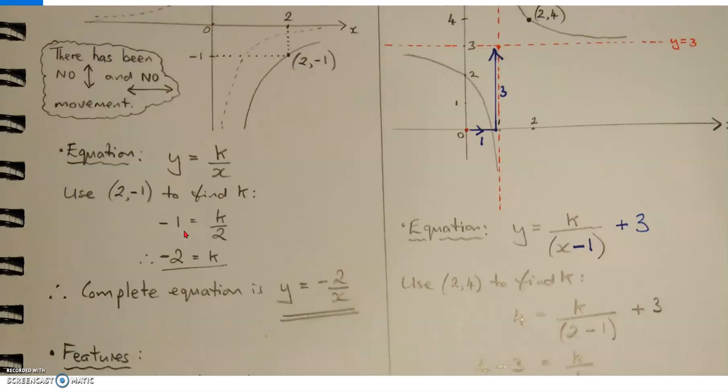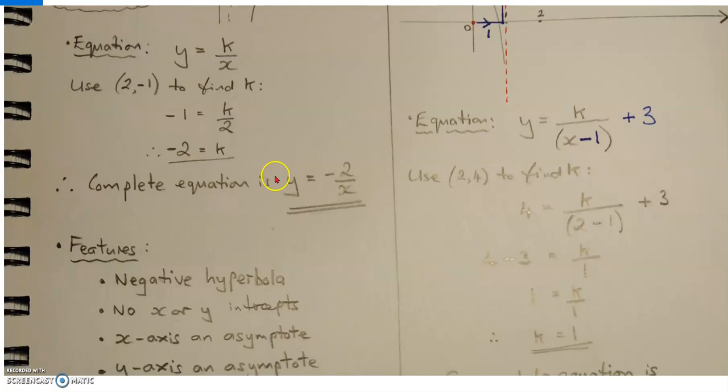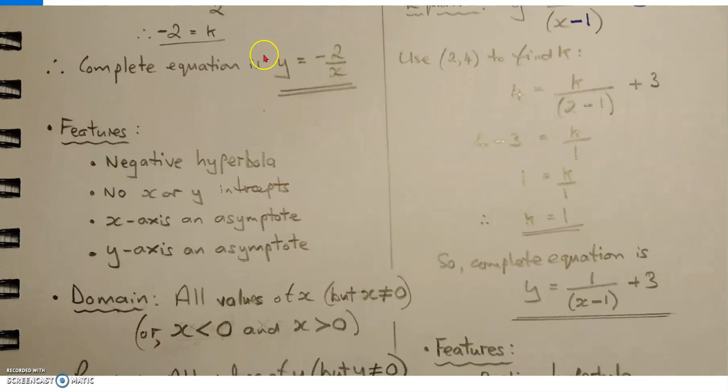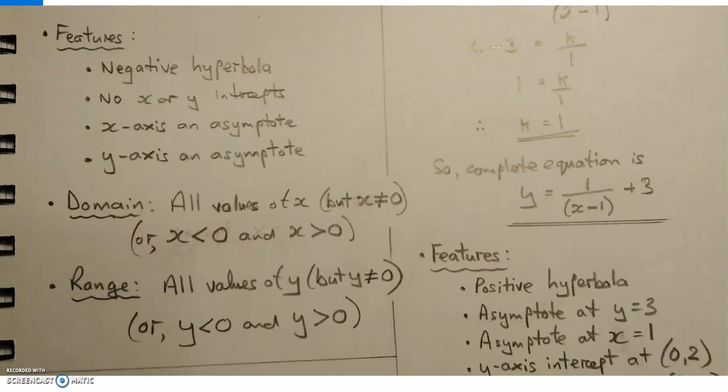Okay, and in this case, y is minus 1, x is 2, cross multiply the 2, so k is minus 2. So there you can see it, that the complete equation is y equals minus 2 over x. Now, that's all very easy, but for full marks, you want to make sure that you've listed the features. Well, you've given it its name, a negative hyperbola.